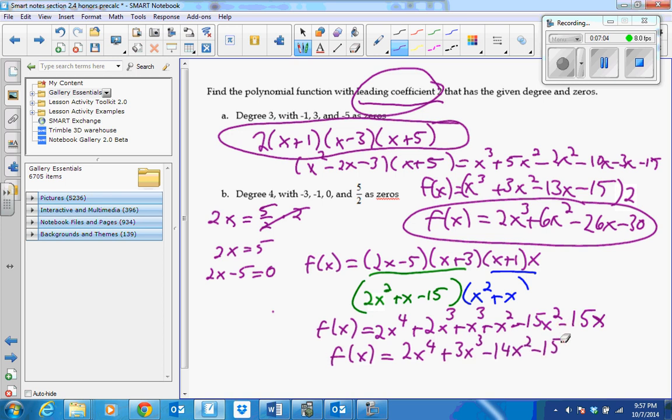minus 15x. And so does it meet all of our terms? Degree of 4? Yes, it is a degree of 4. And a leading coefficient of 2. And yes, so that would be our final answer.